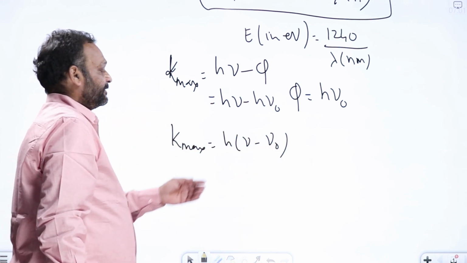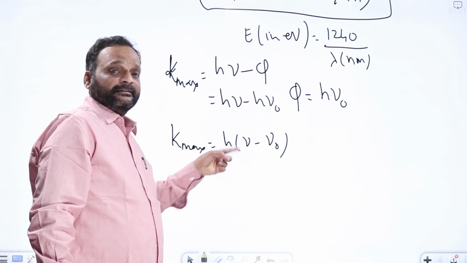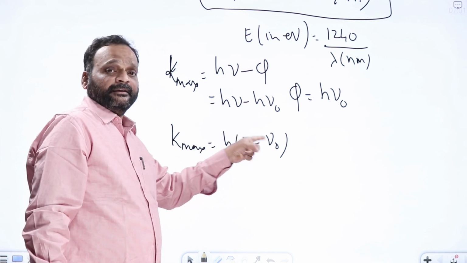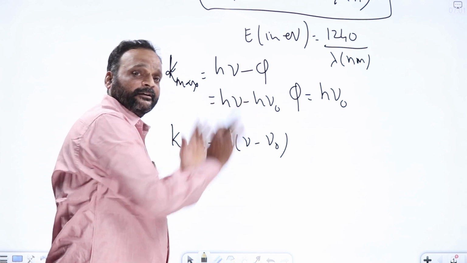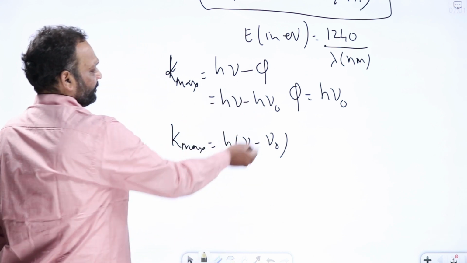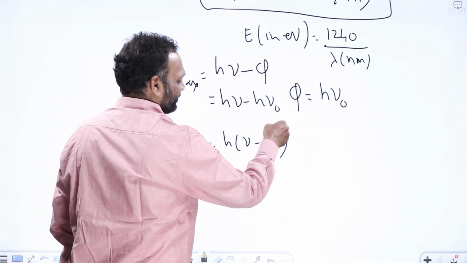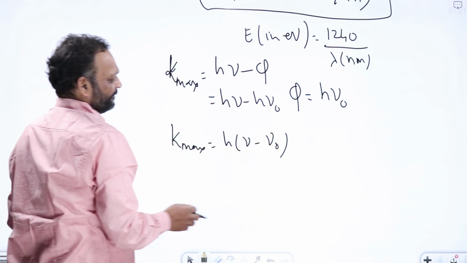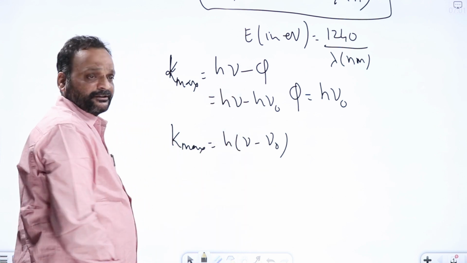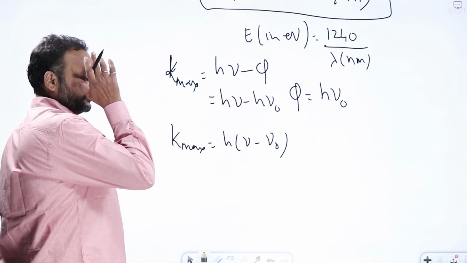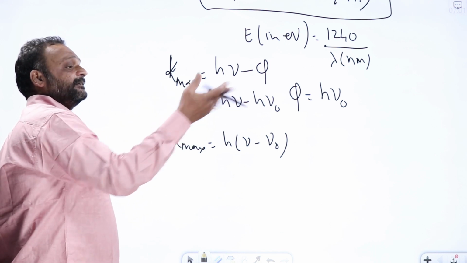If the frequency of incident photons is less than nu naught, nu minus nu naught will be negative. Kinetic energy can never be negative, so we say that it is impossible. Photoelectric effect cannot occur. From here also it can be understood why the threshold frequency is significant. If the frequency of incident light is less than the threshold frequency, not even a single photoelectron will come out, irrespective of the intensity you use.